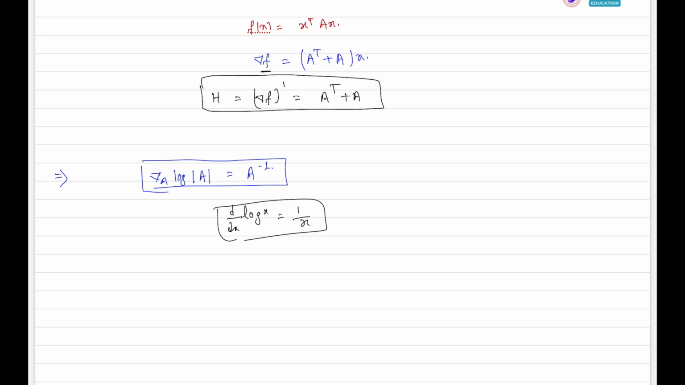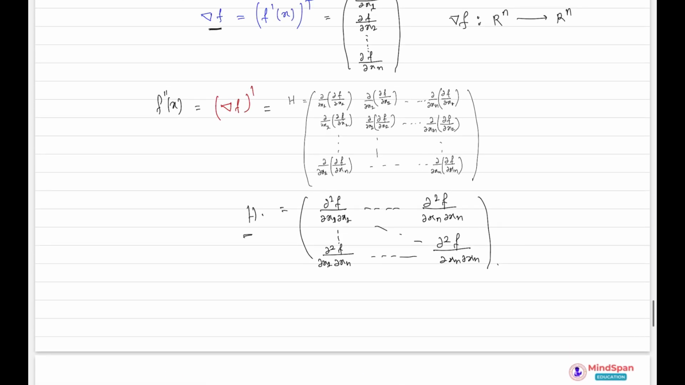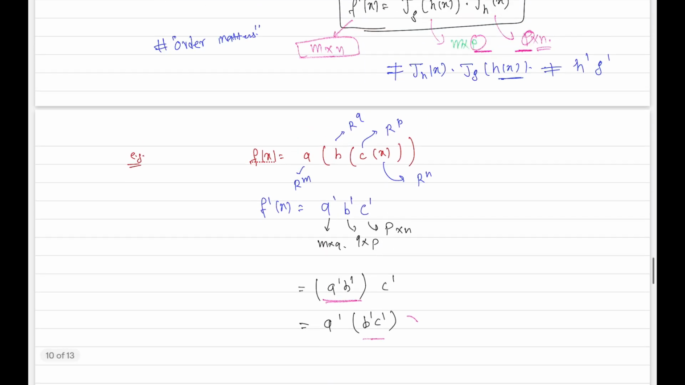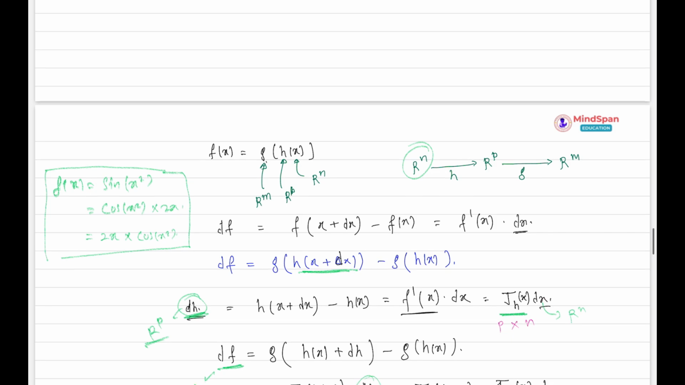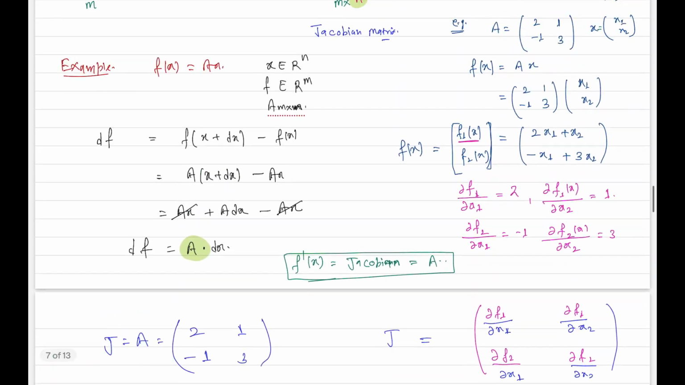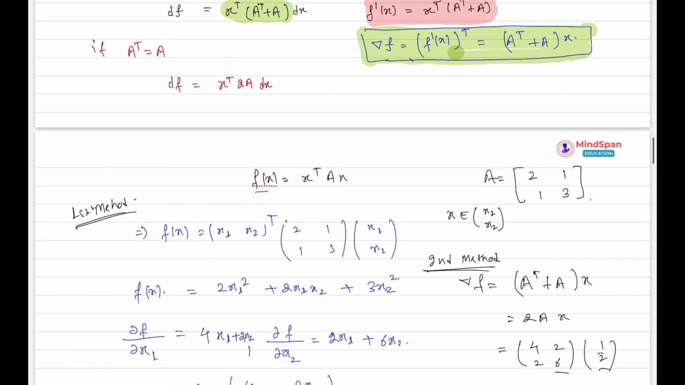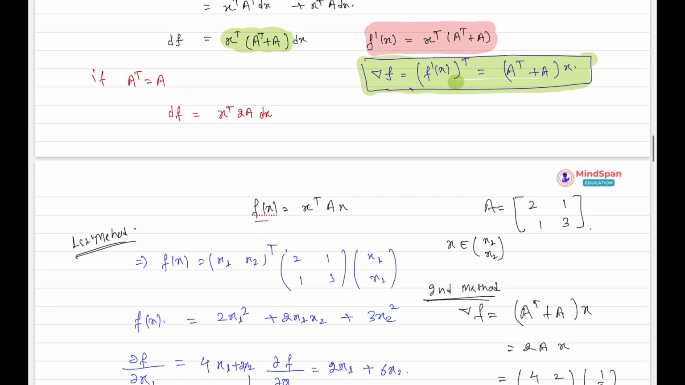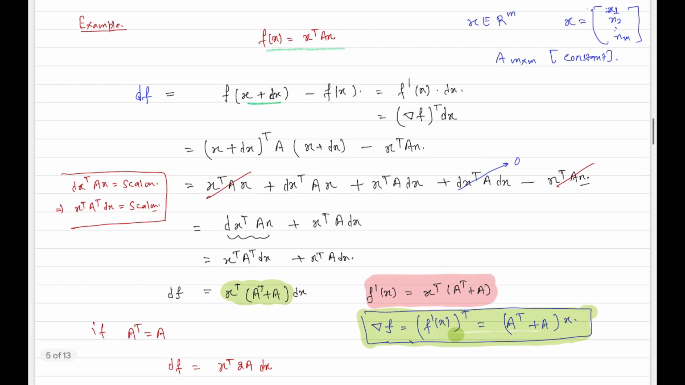Alright, so that was about the calculus. We have the basic idea about matrix calculus. Now I think we are good to go with the review of probability theory, and I will try to review this probability theory in one lecture, and that will be our next lecture. That is all.